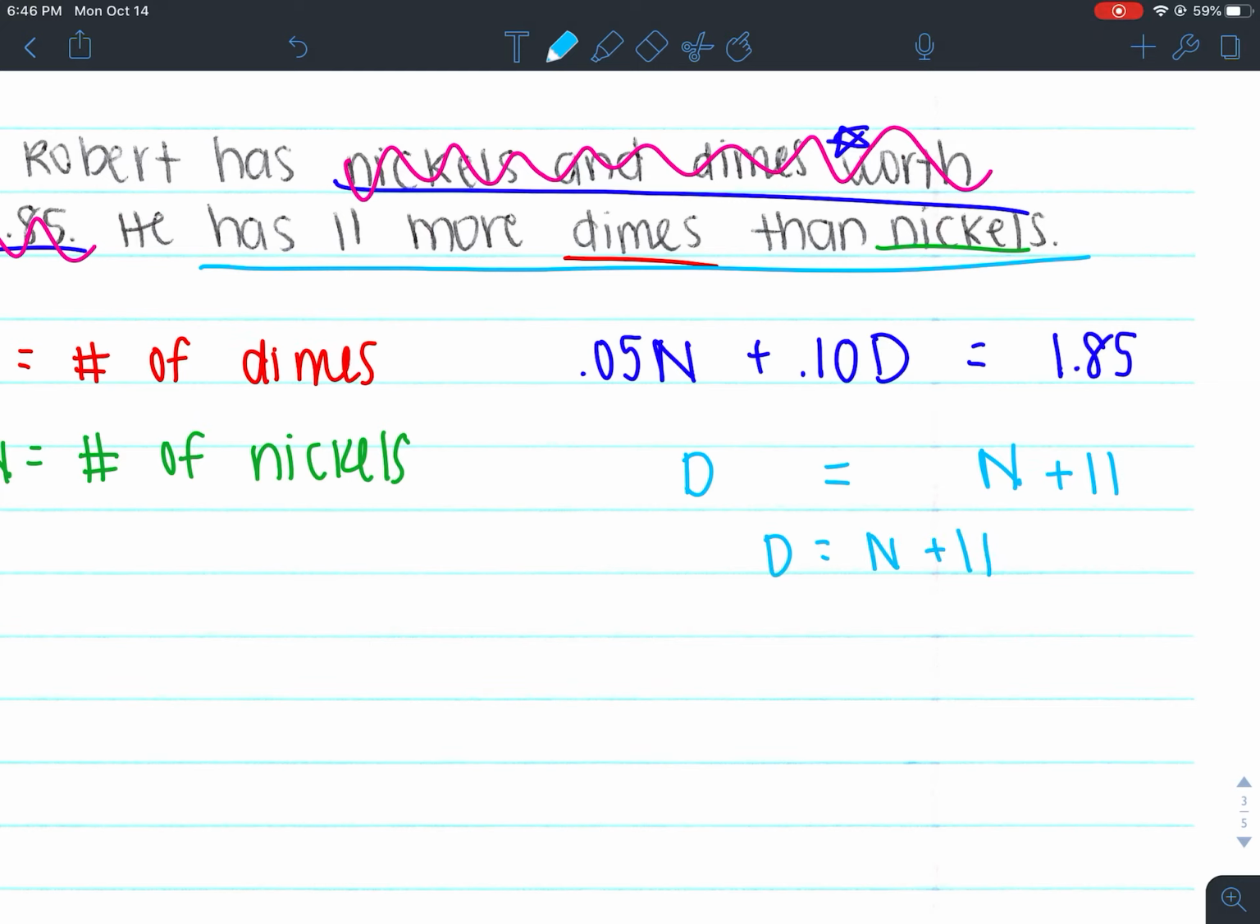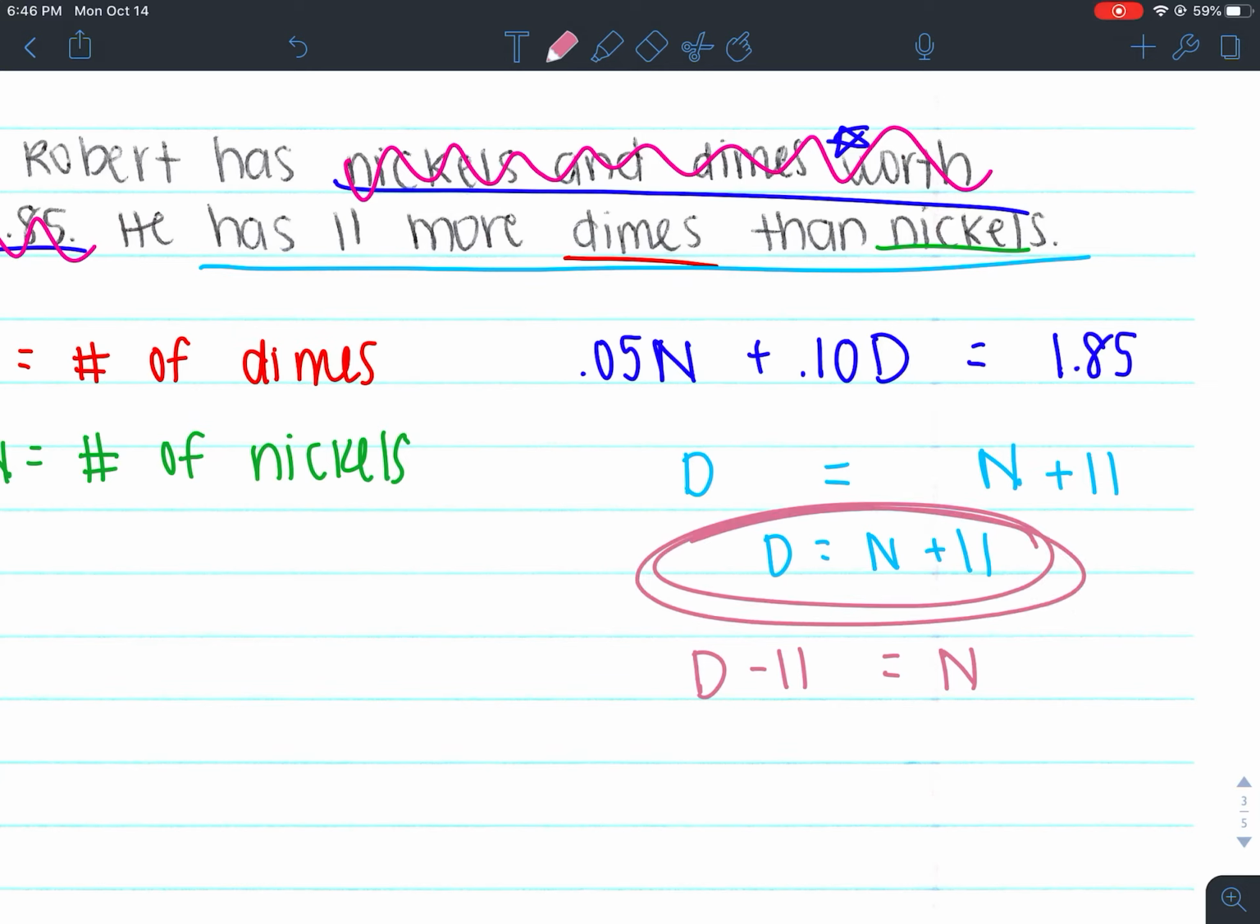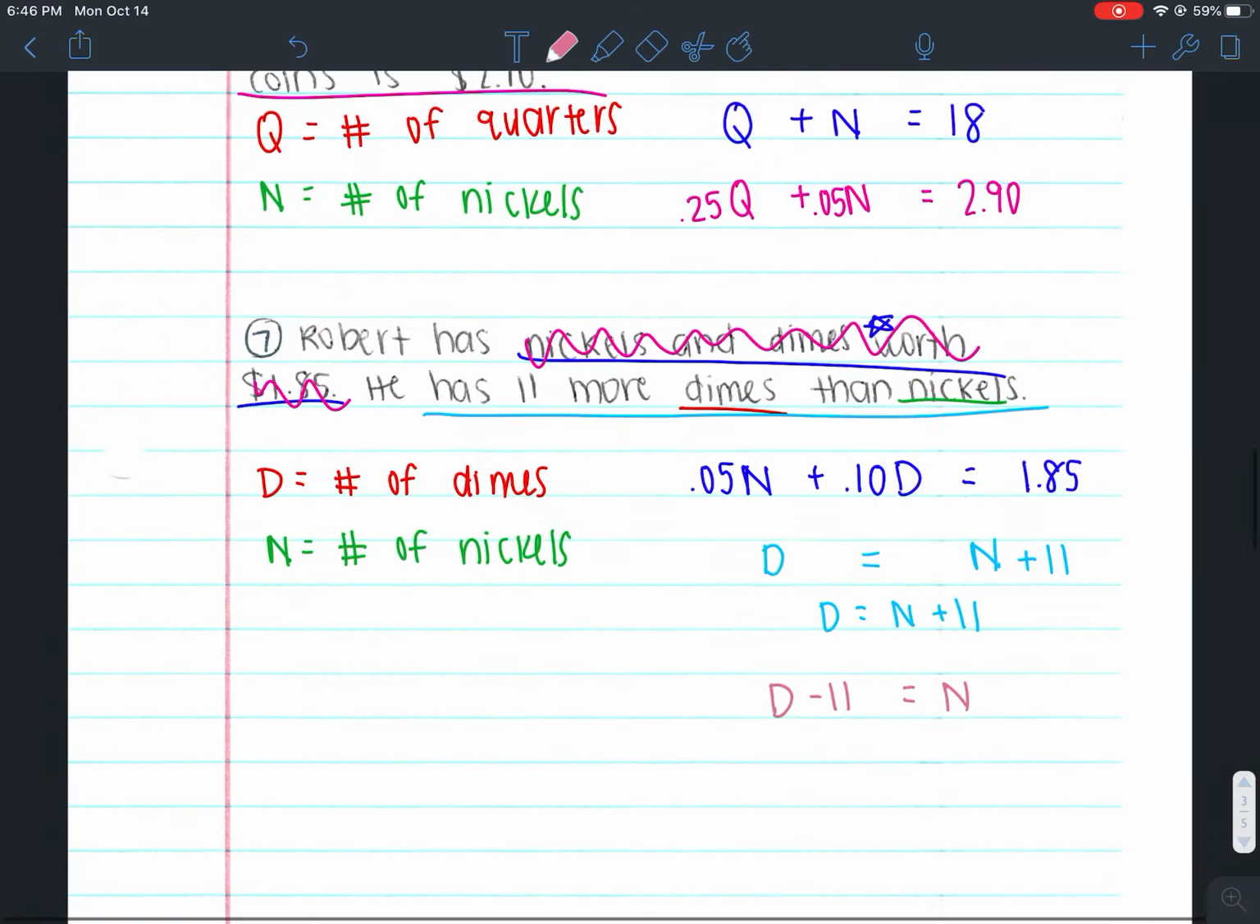Now, sometimes people's brains work a little bit different, right? So this is also acceptable: D minus 11 equals N. And I'll tell you why this is also acceptable. Some people think, well, I know that he has 11 more dimes than nickels. So if I take my dimes and I take away 11 of them, now I have the same amount. So if I do D minus 11 equals N, that's still acceptable, still correct, and I don't really mind. I tend to lean more this way in my brain, but if you think this way, that is okay, and it is correct, and it will still give you the same answer as long as you solve it the correct way.